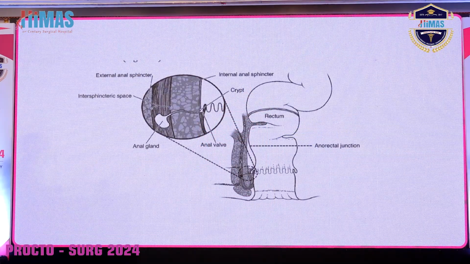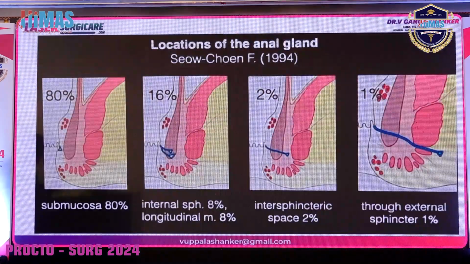This is the anal gland. From the crypt, there will be a duct. The gland opens into a submucosal or intermuscular space. This is a latest concept by Francis Xu Chuan from Singapore. 80% of the glands are present in the submucosa. It is rich in lymphatics. This is also known as the anal tonsil. Only 16% pierce your internal anal sphincter and 2% reach the intersphincteric area. Only 1% will cross the external anal sphincter.